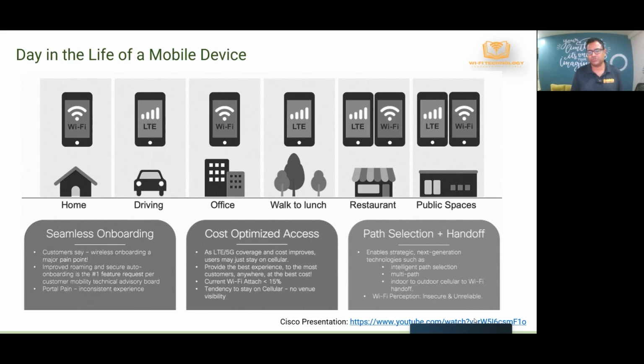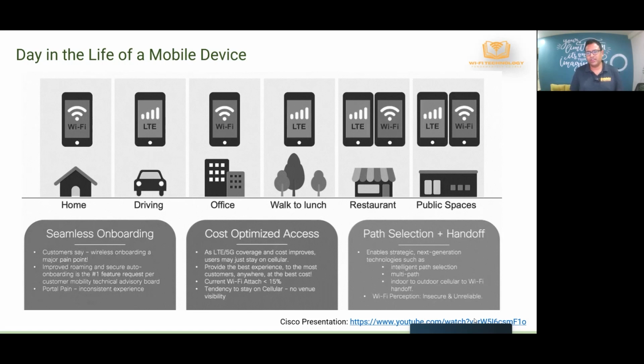So it's in the venue's best interest to make sure that the user connects to their network rather than staying on the cellular network when they're inside the venue. It is in their best interest, but that is not happening. The main reason is that the onboarding is not seamless, and the connectivity is not secure. So the idea is to solve these problems and make the connectivity seamless and also secure.